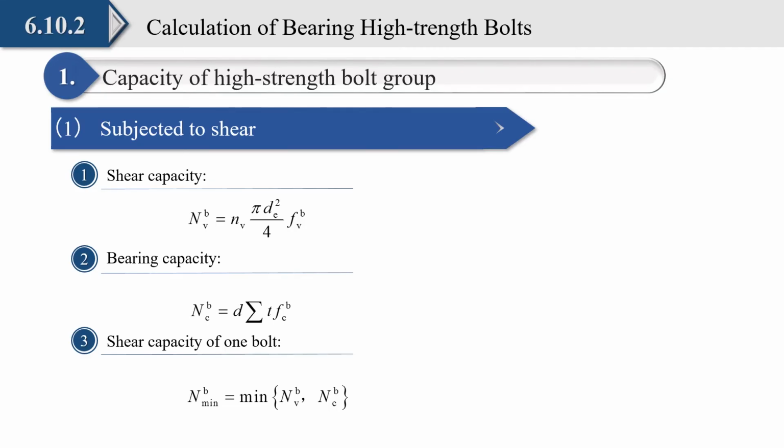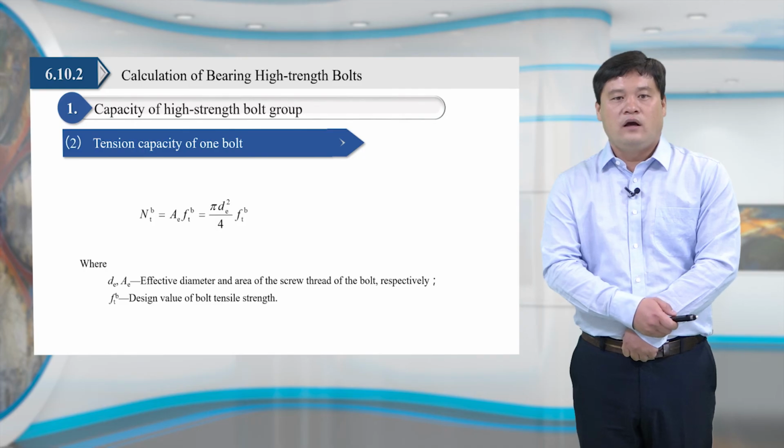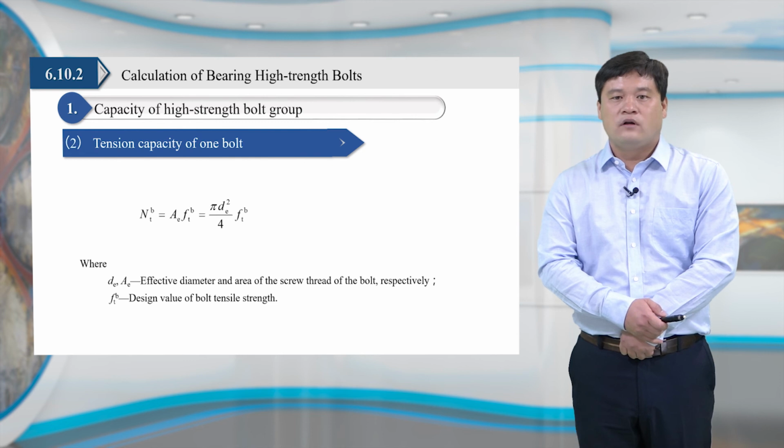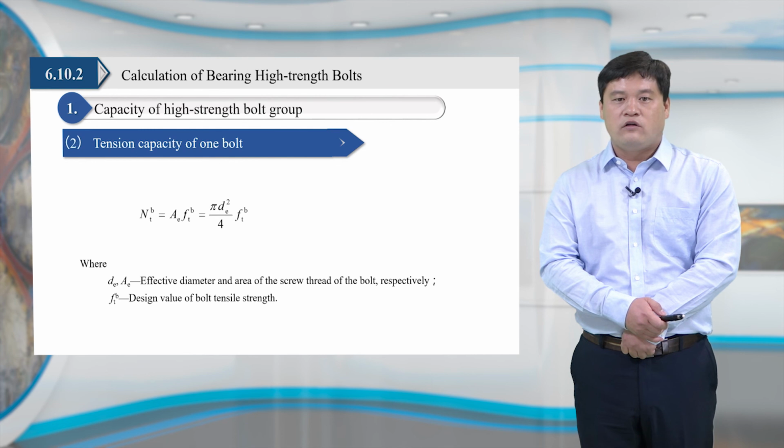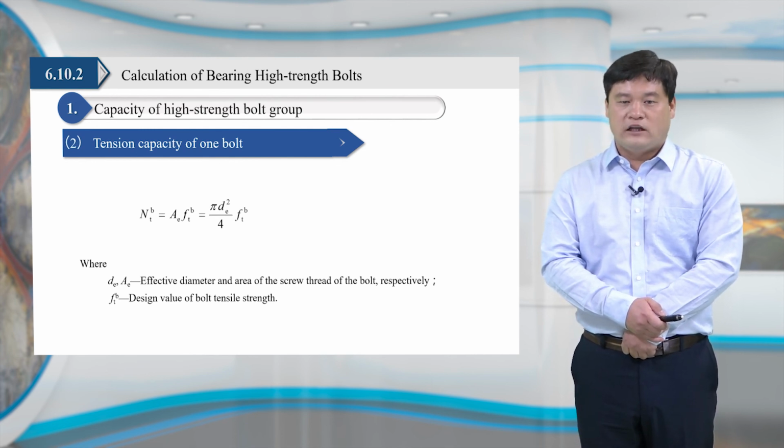For the bearing type connection, the ultimate state of bearing capacity is the shearing of the bolt rod or the crushing of the hole wall. Therefore, under the action of shear force, the design formula of bearing capacity of the high-strength bolt is the same as that of ordinary bolts. In tensile connection, the calculation method of the design value of tensile capacity of the high-strength bolt is also the same as that of the ordinary bolt.